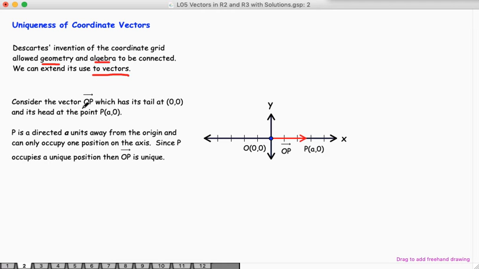So if we consider vector OP to have its tail at 0, 0 and its tip at some point A, 0, anywhere on the x-axis, P is a directed, I'm going to call it a directed A units away, because we could be A units on this side, which would be positive A, or we could be A units on that side, which would be negative A. It's only going to occupy one position on the axis. That's the key. So negative 4, 0, that tip is unique. There's only one place it can go. 4, 0, that tip is unique. There's only one place it can go. If that's the case, then this vector OP is going to be unique.